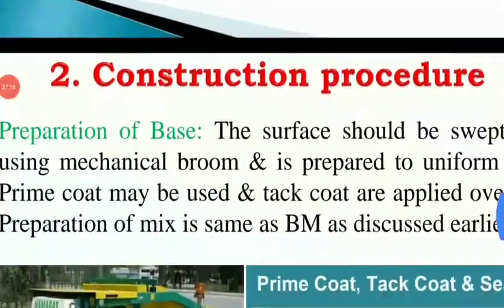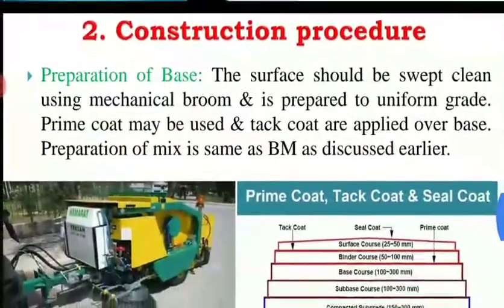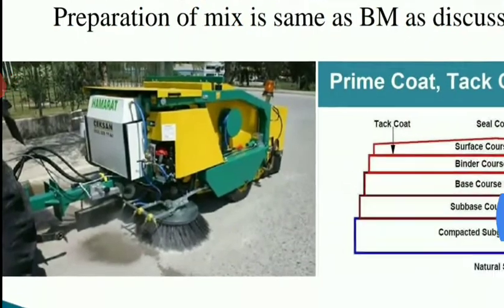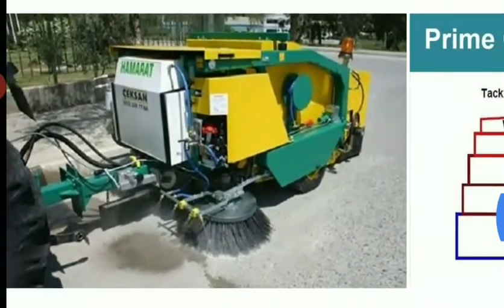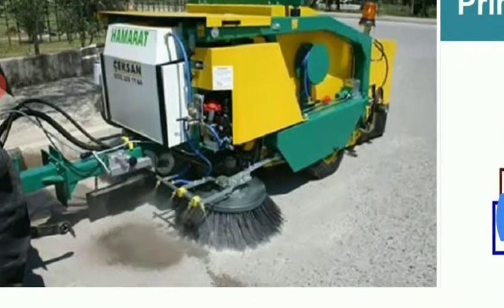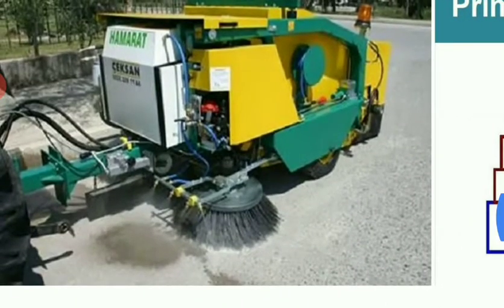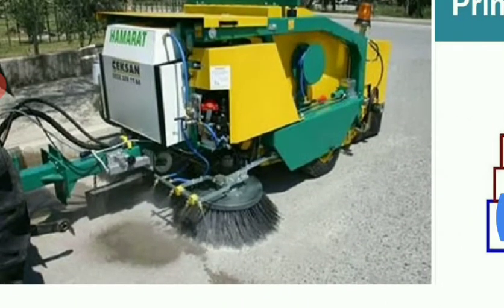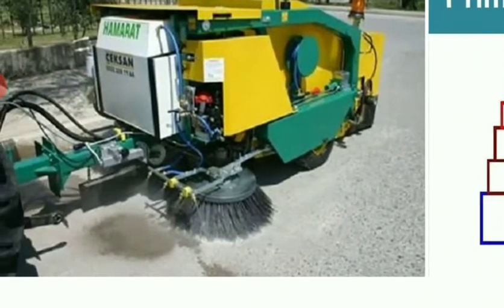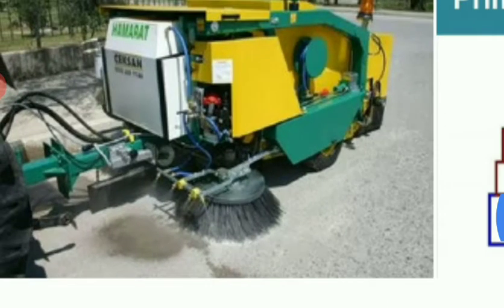So this is the dense bituminous macadam part. Here you can see the preparation and construction procedure. First we need to prepare the base, and the preparation of the base includes the following procedures. The surface should be swept clean using a mechanical broom and prepared to a uniform grade. Here you can see the mechanical brooming machine, by which the surface is cleaned without any dust. Prime coats may be used, and tack coats are applied over the base.